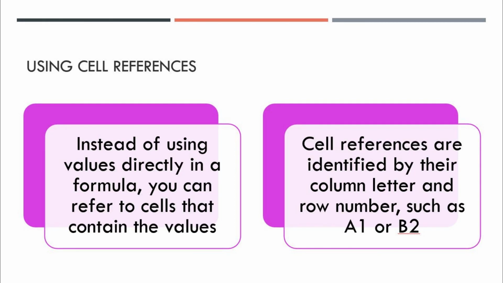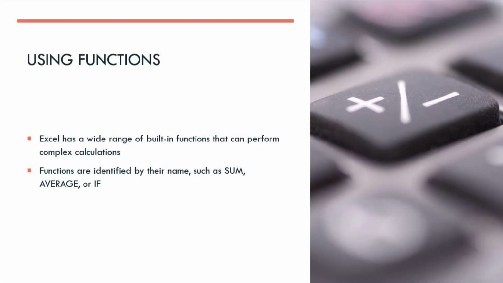Using cell references. Instead of using values directly in a formula, you can refer to cells that contain the values. Cell references are identified by their column letter and row number, such as A1 or B2. Using functions. Excel has a wide range of built-in functions that can perform complex calculations. Functions are identified by their name, such as SUM, AVERAGE, or IF.